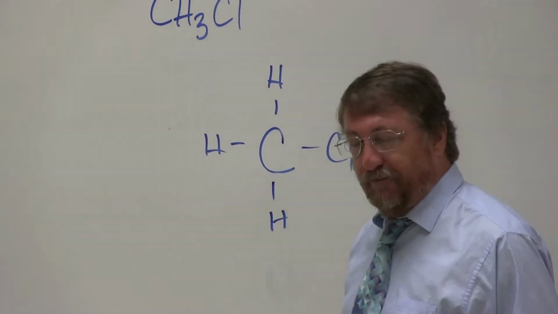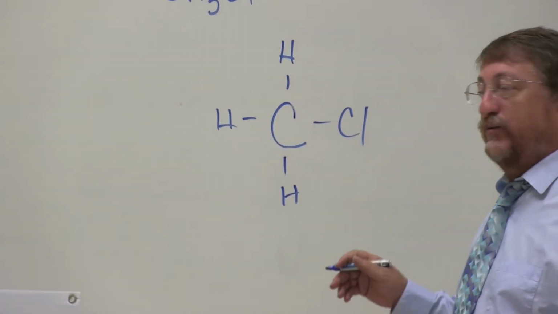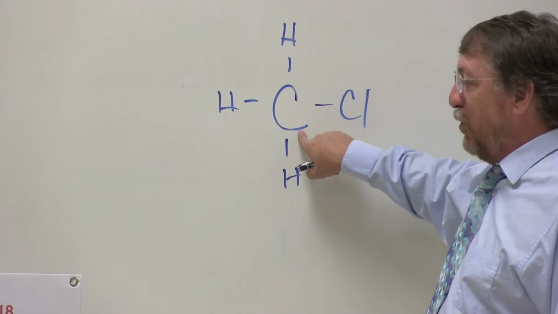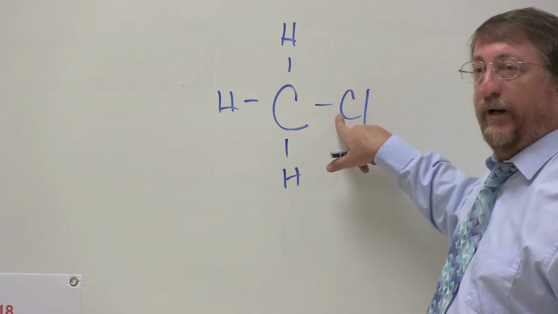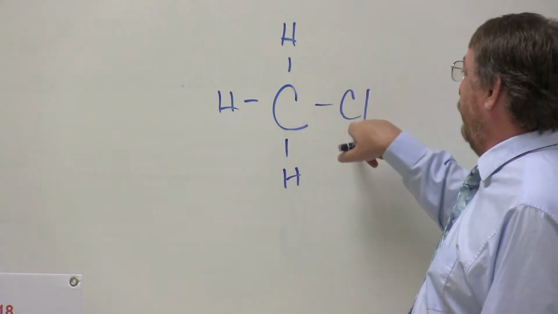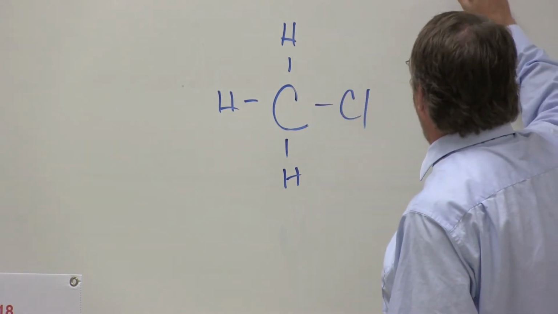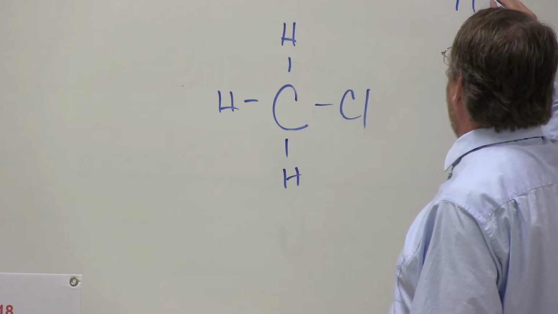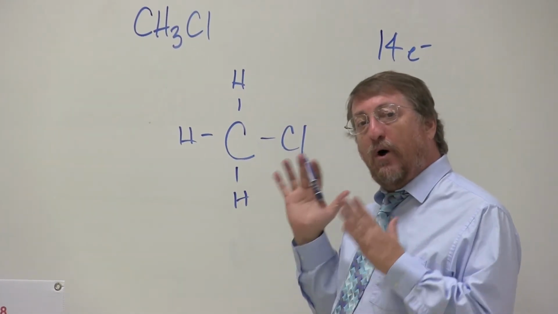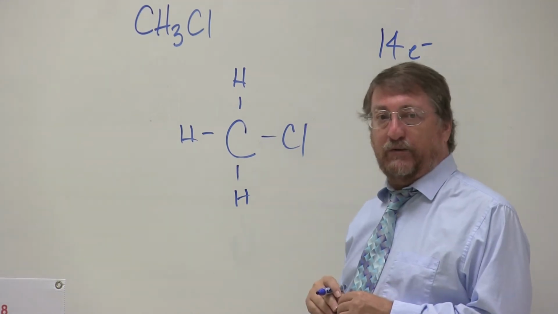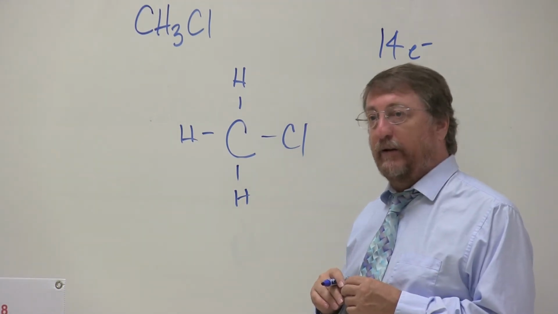First thing you want to do is add up the valence electrons. So we've got 4 valence electrons on carbon, 1 on hydrogen, 7 on chlorine. So 4, 7, and 7 is 14. So I have 14 electrons to draw my picture with. I must draw the picture with those 14 electrons. No more, no less. Okay?